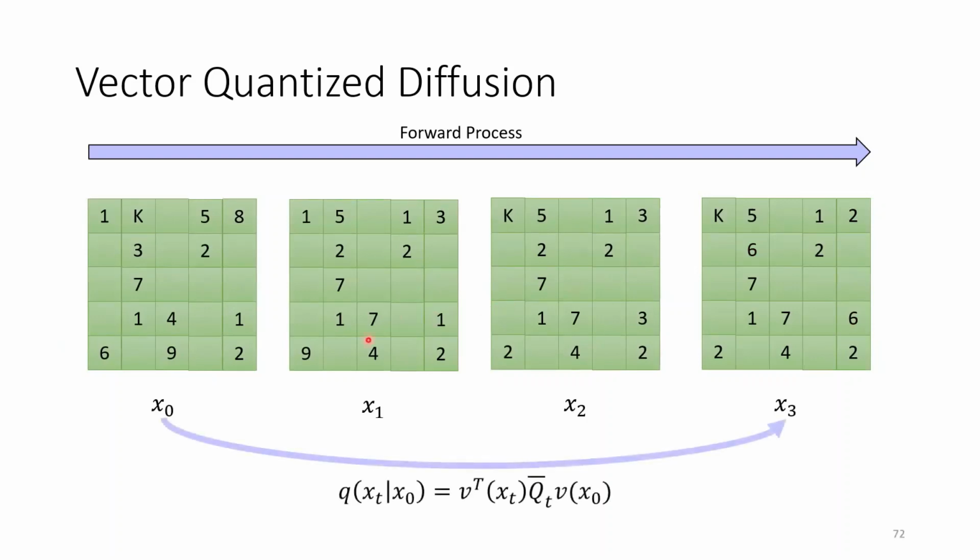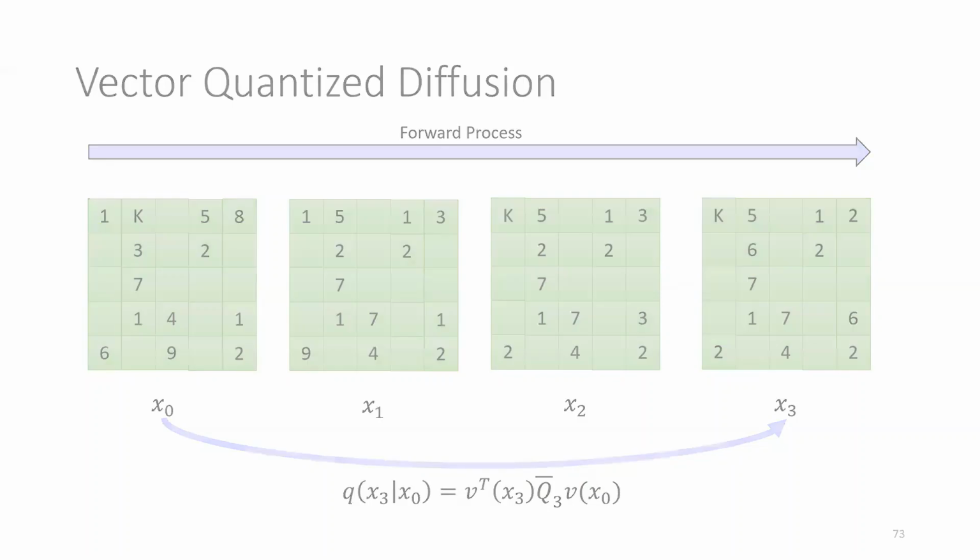Here you can also see that since we have defined how to marginalize all the intermediate distributions, we can directly use xt given x0 to jump from x0 to x3 using this analytical form. And if you want to simplify it further, it is nothing but q of x3 given x0, which we can write with vt x3, Q3 bar, vx0.